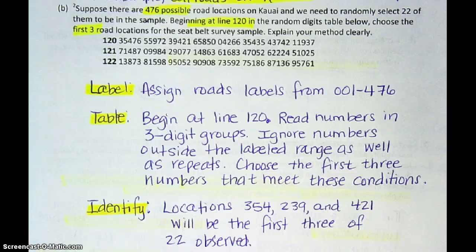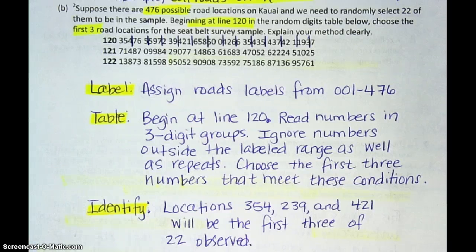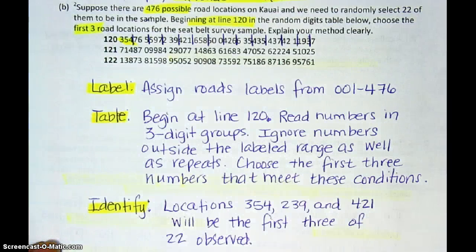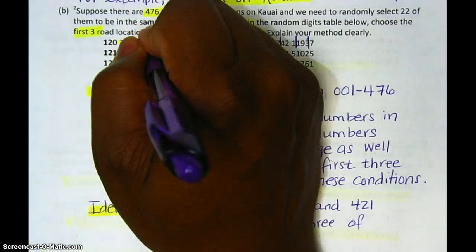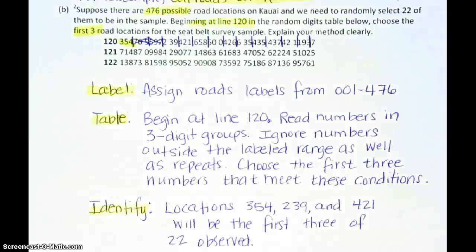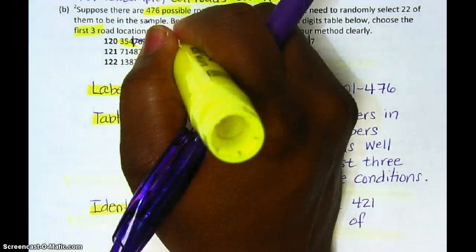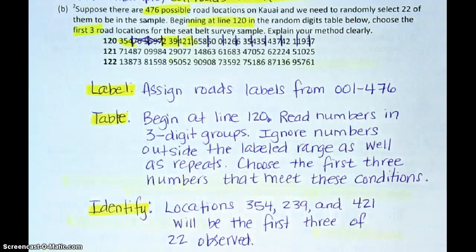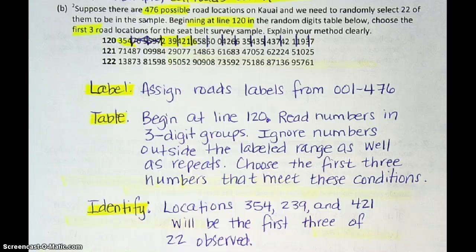So I want to walk through and show you how we would use this table. We're going to break it up into 3-digit groups. I've done that for you. The first 3-digit number we get to is 354. 354 falls within our range, so we'll choose that number. The next number I get to is 765. It is not in our range, so we will not choose it. Next, I get to 597, also outside the range. Then there's 239, which is within the range. Then there's 421, which is also within the range. Since we were only asked to choose 3, those are the 3 numbers that will be observed.